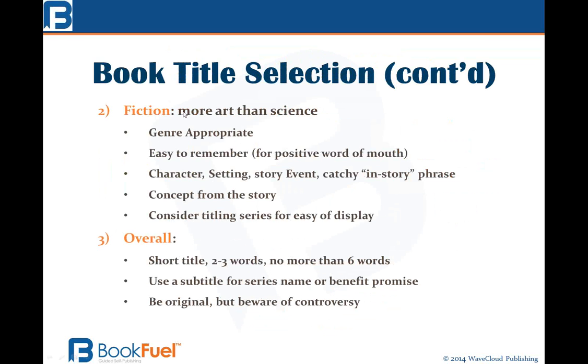So when you're doing your book titling, you want to be genre appropriate. You might use a concept from the story like Divergent, or you might want to use a story event like The Hunger Games. So you might use your book as a source for your titles.